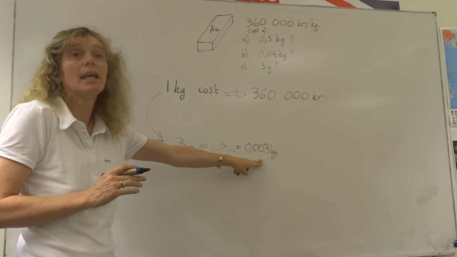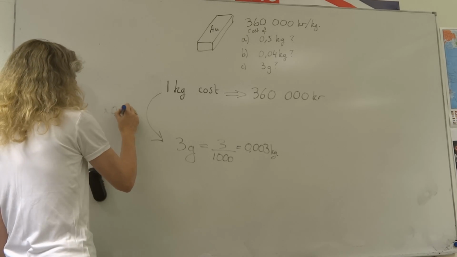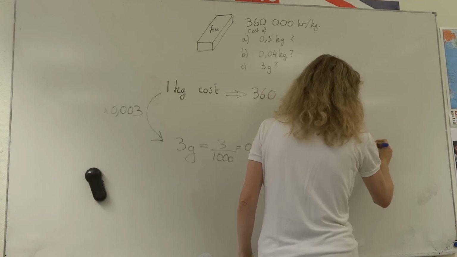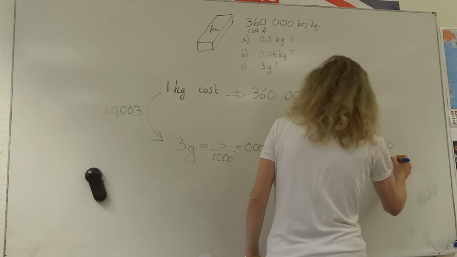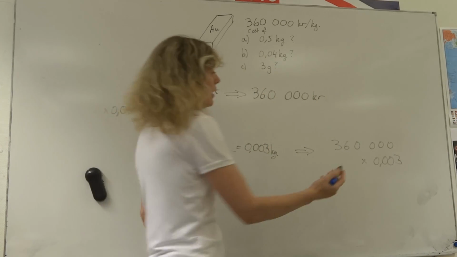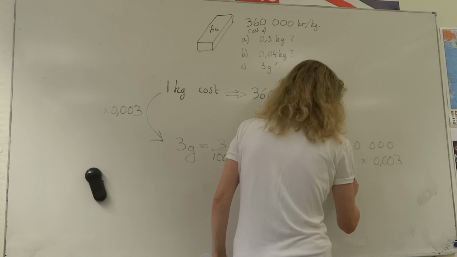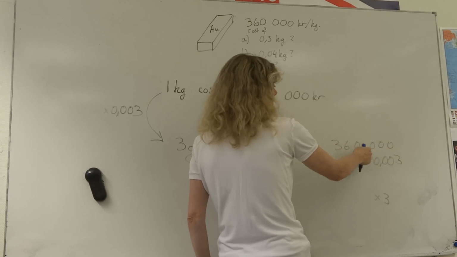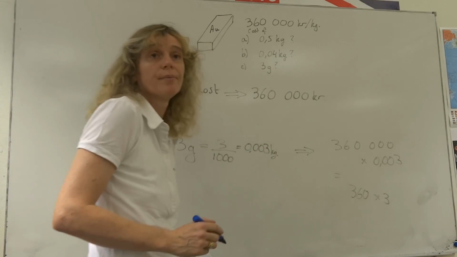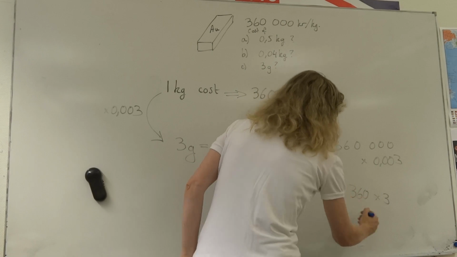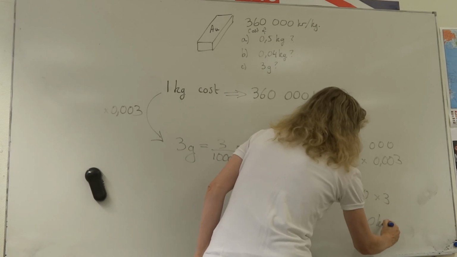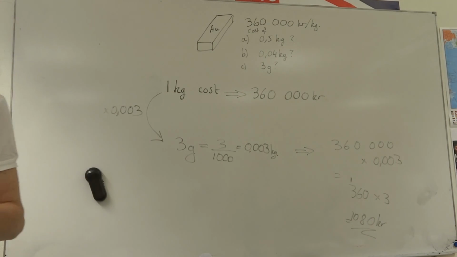Now we can say, how do we go from 1 kilo to 0.003? We multiply by 0.003. And now we can work out the cost of that, because we take 360,000 and multiply by 0.003. We can do the same thing here. We take this decimal point and move it 3 places to the right. It's the same as multiply by 3 instead. We move 3 places to the right here, so we move 3 places to the left here. We get 360 times 3, which is nice and easy to do. 3 zeros are 0. 3 6s are 18. 3 3s are 9, plus 1 is 10. 1,080 kronas for 0.003 kilos. Okay? And that's how we do that question.